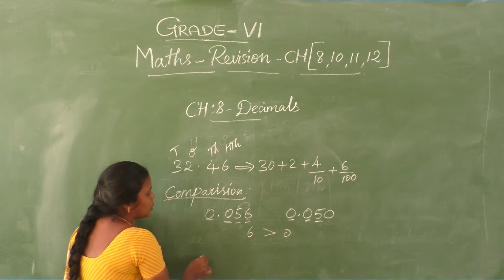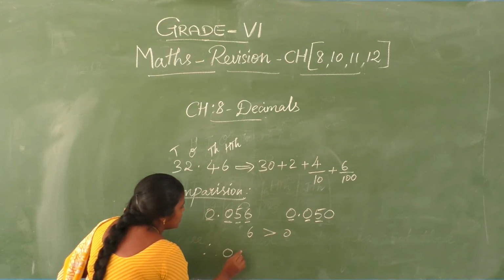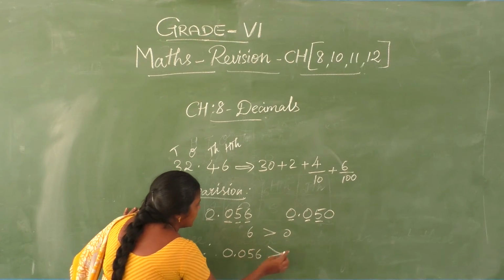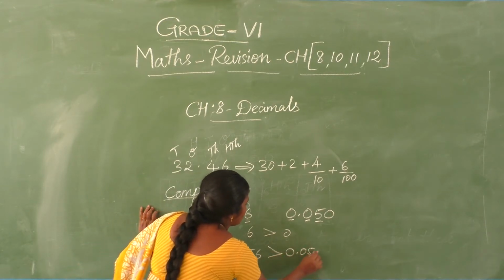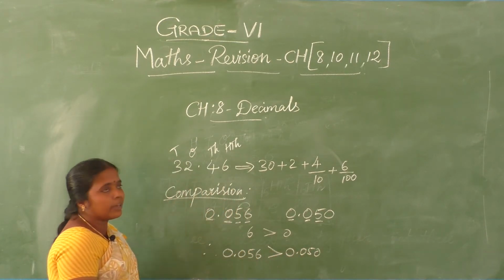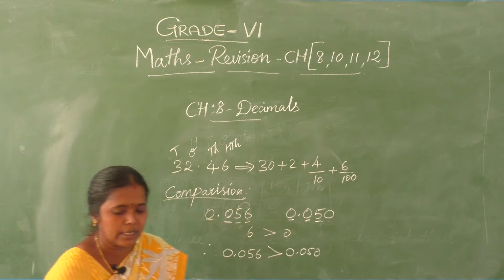Therefore, you conclude that 0.056 is greater than 0.050. Understood, Anna? This is a way of comparing two decimal numbers. Understood?